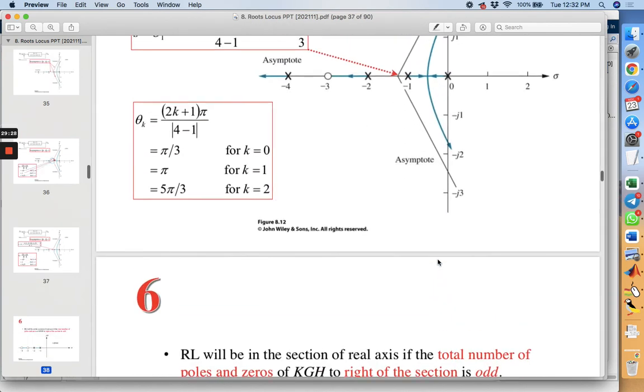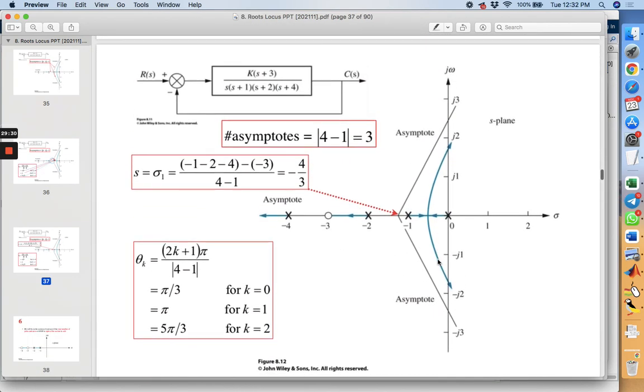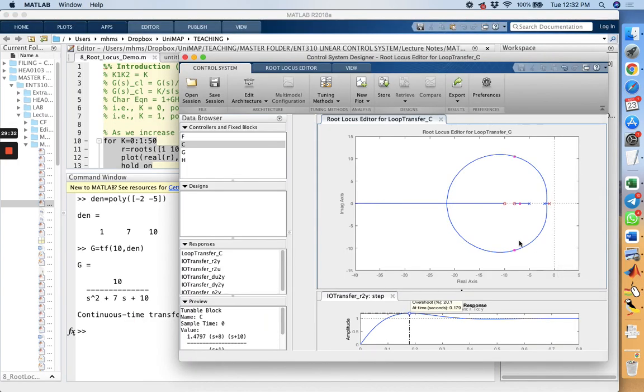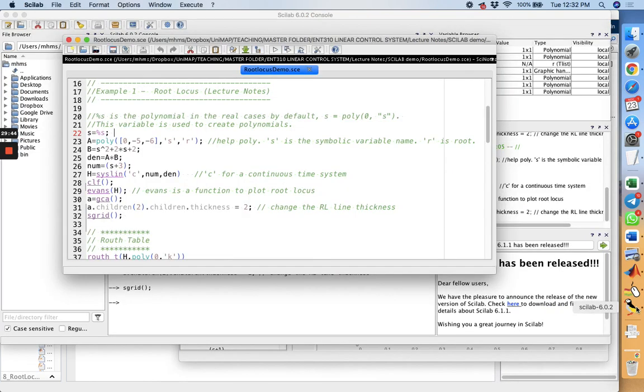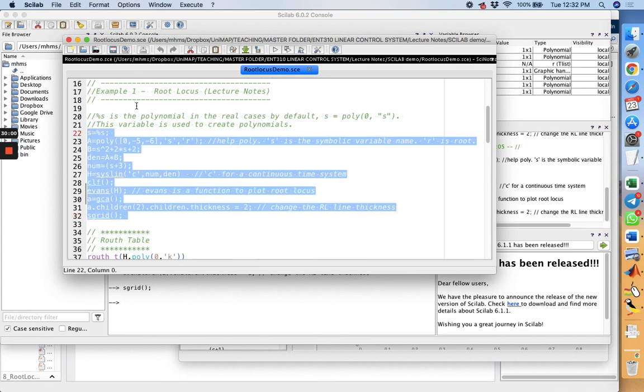Alright, so when you plot on MATLAB, it does not give you the asymptotes. It does not give you any asymptotes on this root locus. However, if you use Scilab, this is an open source software, and I have uploaded the codes for these examples in the Google Classroom, so you can try.